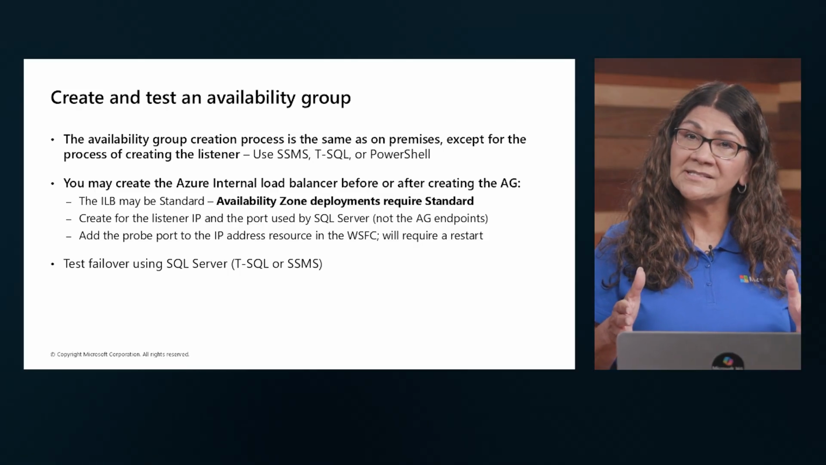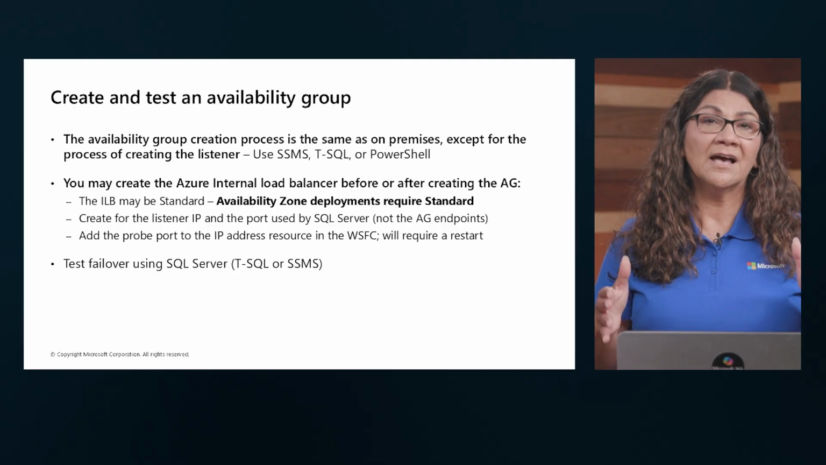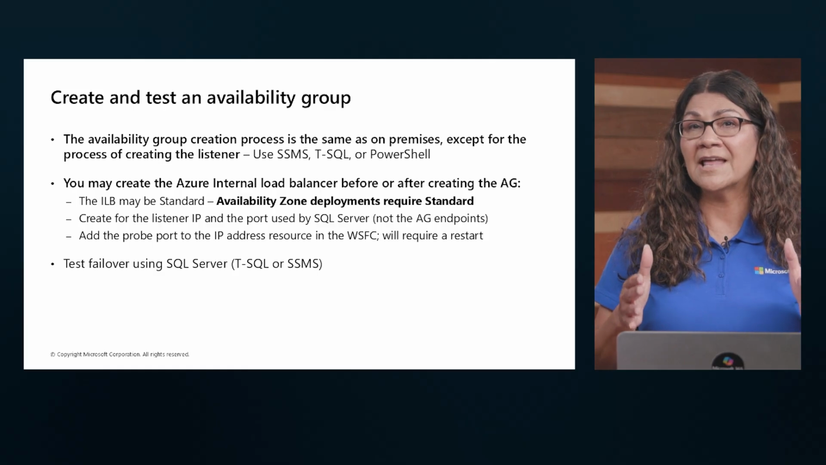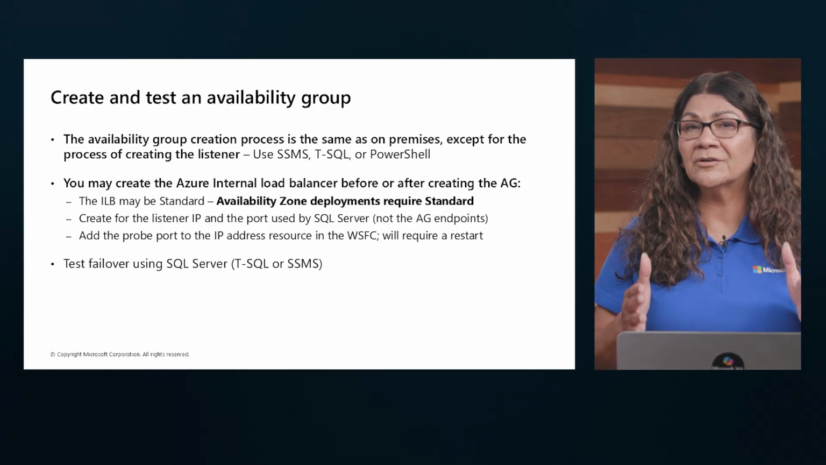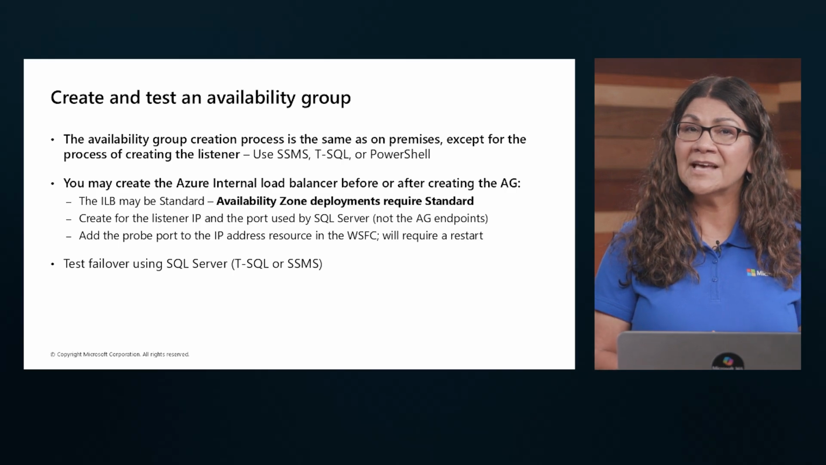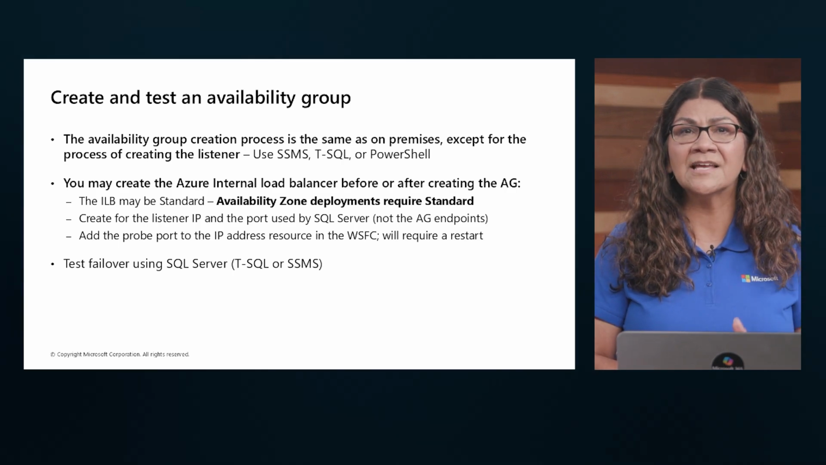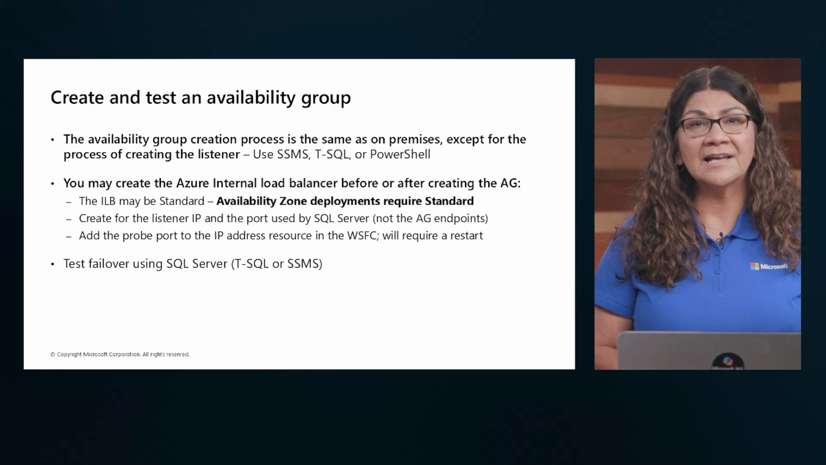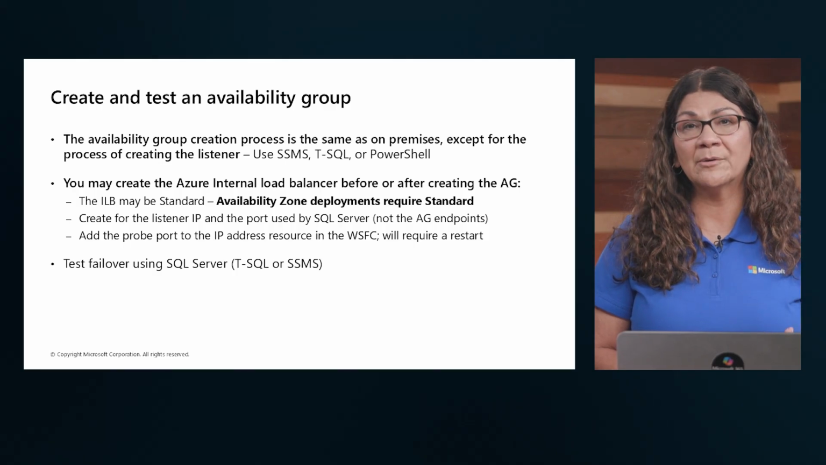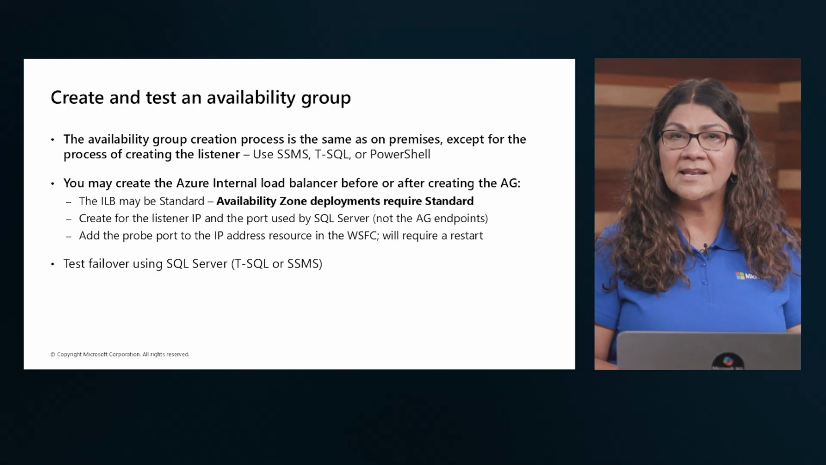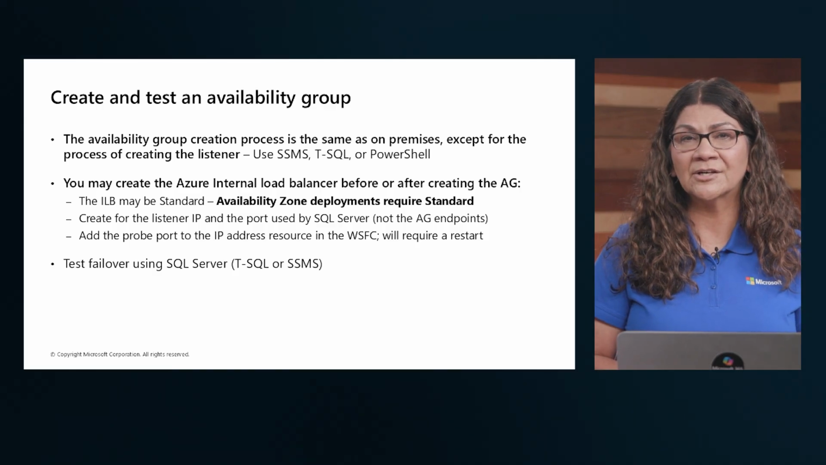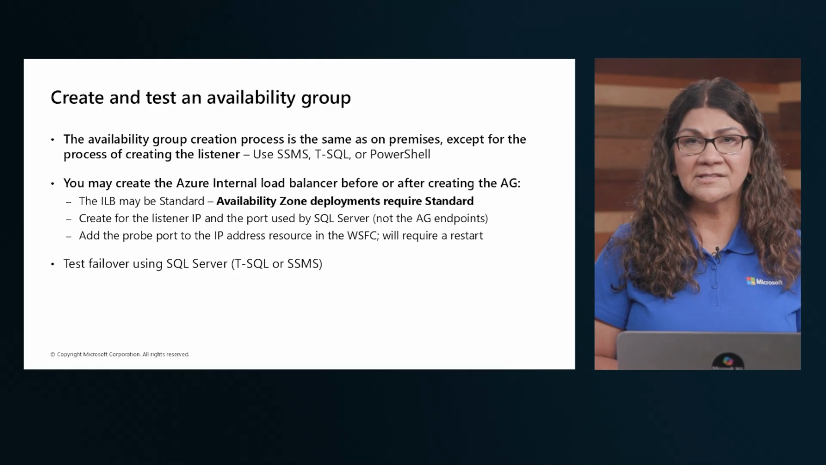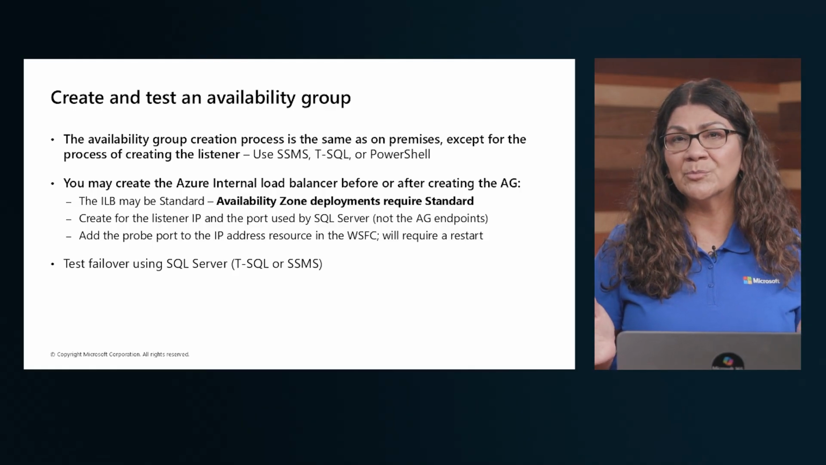Now, here's the process of setting up and validating an availability group in SQL Server, particularly within an Azure environment. While the AG creation process mirrors on-premises setups, a key difference lies in the configuration of the listener, which can be done using SSMS, T-SQL, or PowerShell. A critical step is setting up an Azure internal load balancer, either basic or standard, to route traffic to the correct SQL Server instance. Standard is required for availability zones.